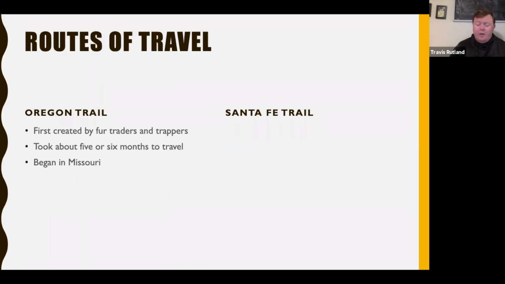Okay, so we're talking about taking 5 to 6 months to travel from Missouri to the Oregon Territory. Okay, basically where the state of Oregon is today. All right, so people were taking this trail from Missouri all the way to the Oregon Territory, and I'll show you that here in just a second. Of course, the main impact that the Oregon Trail has is that it helps westward expansion. Okay, like we talked about earlier, railroads, steamboats, and these trails help people get west a whole lot faster.